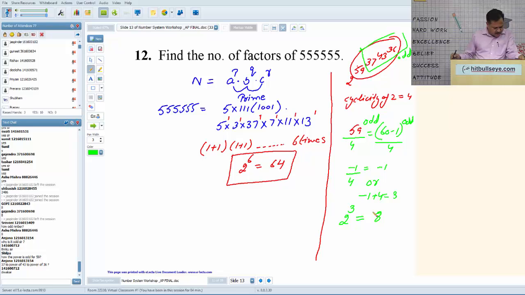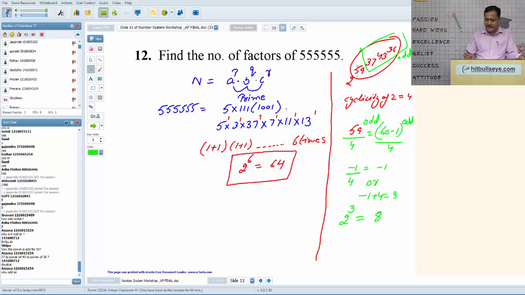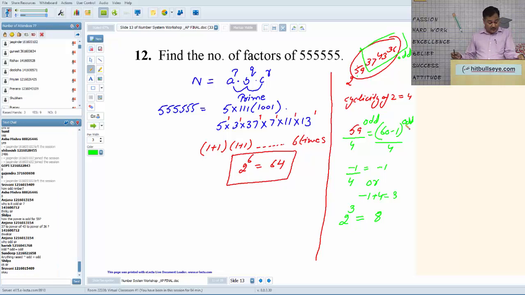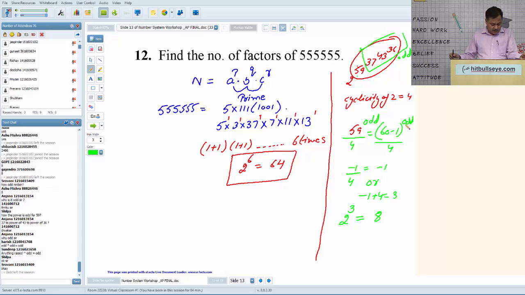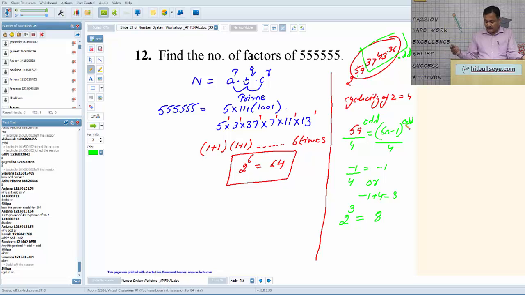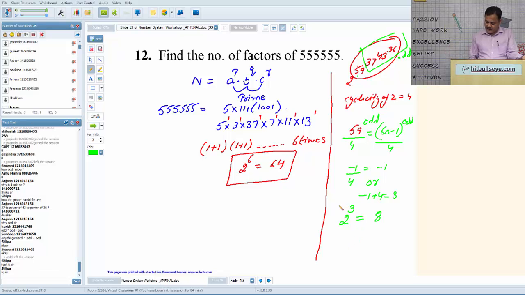Shravani is asking how it is an odd number. See Shravani, 59 is an odd number, and odd raised to power anything is always odd. So we will write it here as odd. How is the power odd for 59? See, 59 is an odd number, and an odd number raised to power anything will be odd. So odd raised to power odd is always odd. So the answer is 8. Let us move to our next question.